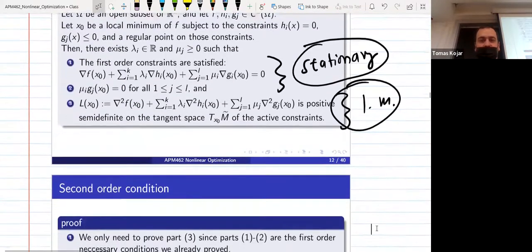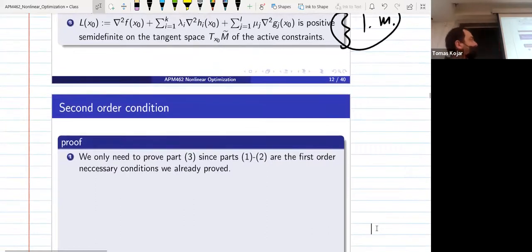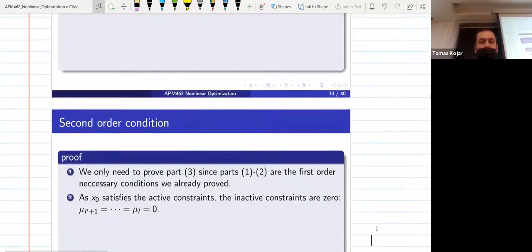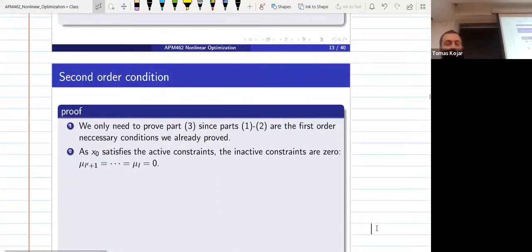All right. So we only need to prove part 3, because we already know a local min gives you 1 and 2. So I need to prove it's a local min. I'm proving X naught is a local min.